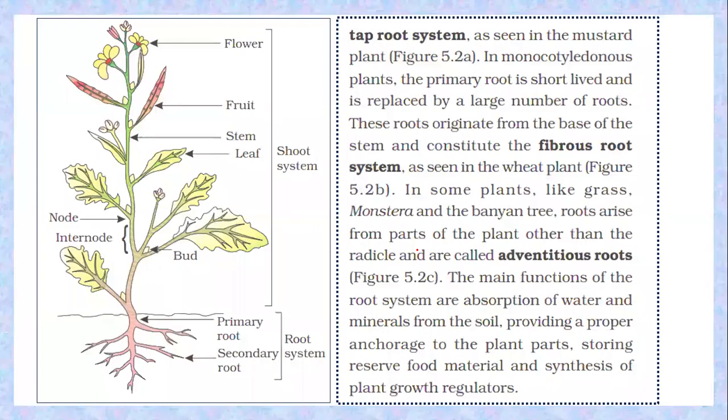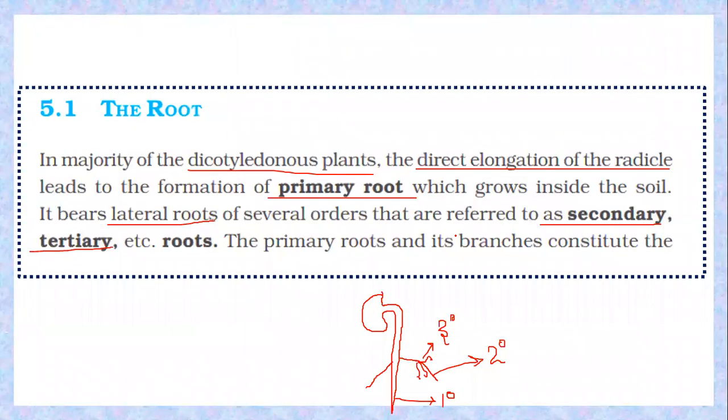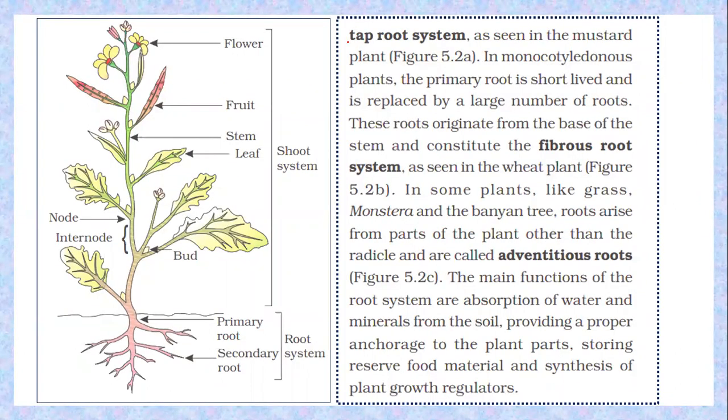So we have already discussed that the primary root and its branches constitute the taproot system. Taproot system is a characteristic feature of the dicot plants and it is seen in the mustard plant. In monocotyledonous plants, the primary root is short-lived and is replaced by a large number of roots. That type of root that originates from the base of the stem, NEET 2020 question, constitutes a fibrous root system, as you see in a wheat plant.